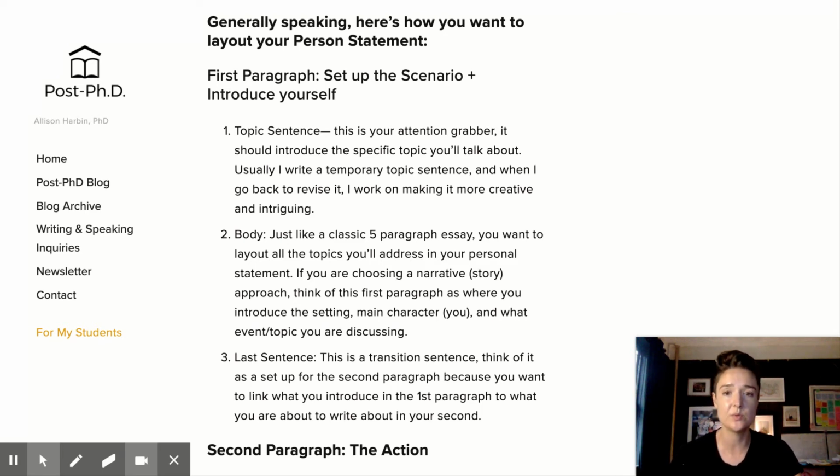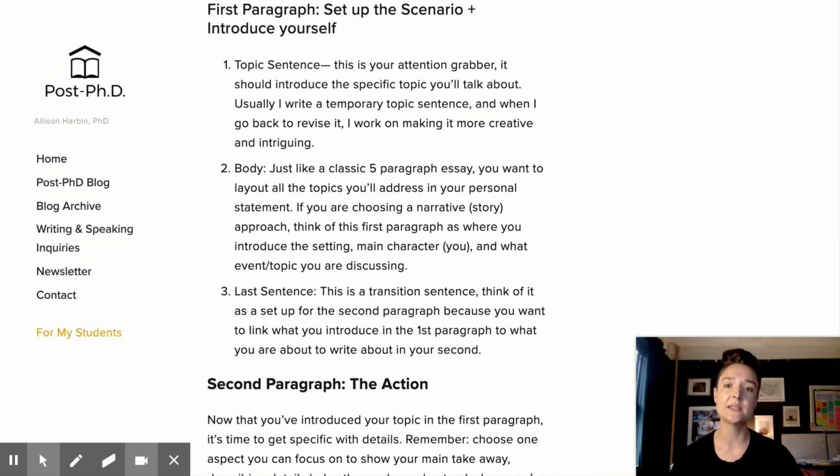In that process, you want your topic sentence. Obviously, that's your most important sentence. If your first paragraph is your most important, your topic sentence in your first paragraph is the most important, which is why I always write it last. This is your attention grabber. It should introduce the specific topic you'll talk about. I usually write a temporary topic sentence, and when I go back to revise, I work on making it more creative and intriguing. I just find there's too much pressure to do it right out the gate. But if you can do it, more power to you.